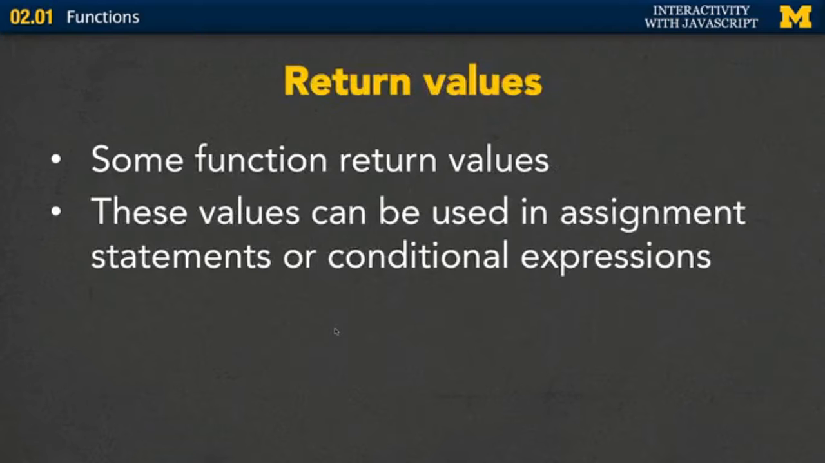The next thing to talk about when we talk about functions are return values. Some functions return values, others don't. But these values can be used later for assignment statements or conditional expressions. So later when we talk about forms, we're going to want to put in special functions that will say, hey, I need you to halt execution right now because I don't want you to hit submit. I don't want you to be able to hit yes on that form.